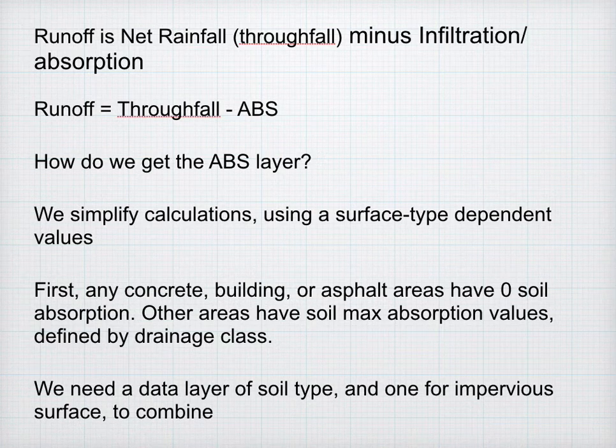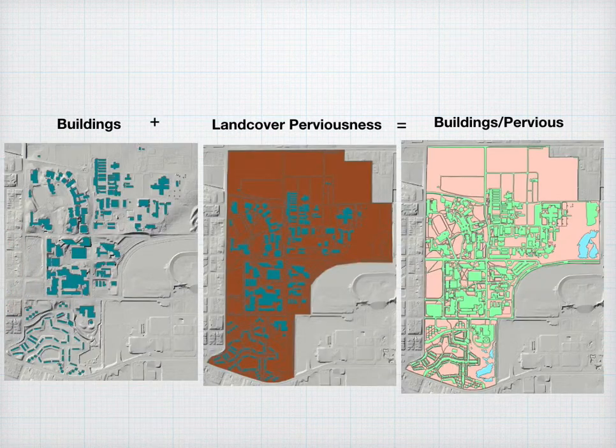Now, once we have this through-fall, how do we get to the runoff? So we want to get runoff, and we've calculated the through-fall. We have to then subtract the absorption. And we'll use simplified calculations that are based on surface type, where the absorption is 0 any place we have concrete buildings or asphalt, and it will be a soil-specific value wherever we have an absorptive surface. So that means we need maps of these things, where we have concrete buildings or asphalt, and maps of the soil layers.